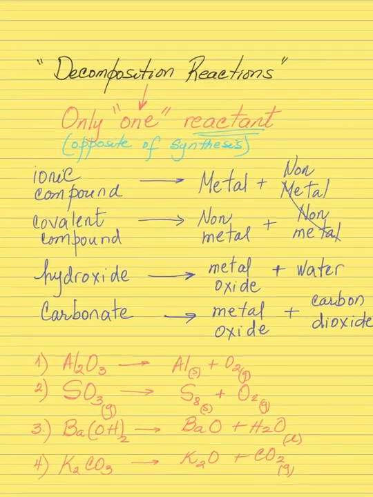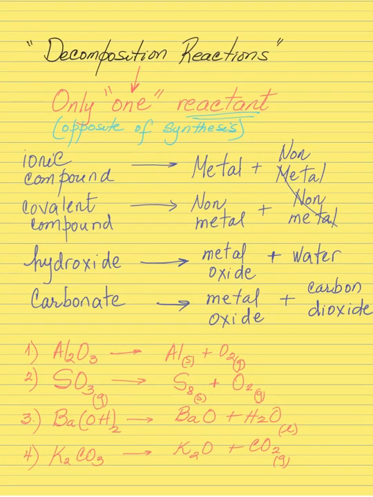The decomposition chemical reactions. What are the decomposition chemical reactions? They are the opposite of synthesis. Here, instead of having one product, you're going to have one reactant. Only one reactant. It's the opposite of synthesis. So you have an ionic compound, and the ionic compound is going to be decomposing into the metal and the non-metal. If you have a covalent compound and it's decomposing, it's going to be decomposing into the non-metal and the non-metal.